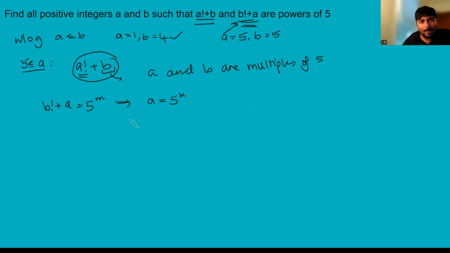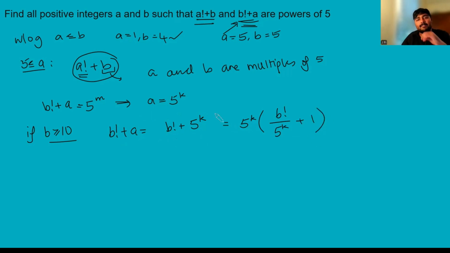Cool. What about b? Well, we're going to see here that b kind of hits a dead end if b is bigger than 10, or in fact, at least 10. So if b is at least 10, what goes wrong? Well, let's have a look at b factorial plus a. We know that a is a power of 5, so this is going to be b factorial plus some power of 5, which is what a is. And again, we know that this thing here is a multiple of 5 to the k, so I can kind of factor that out. So this is going to be like that.